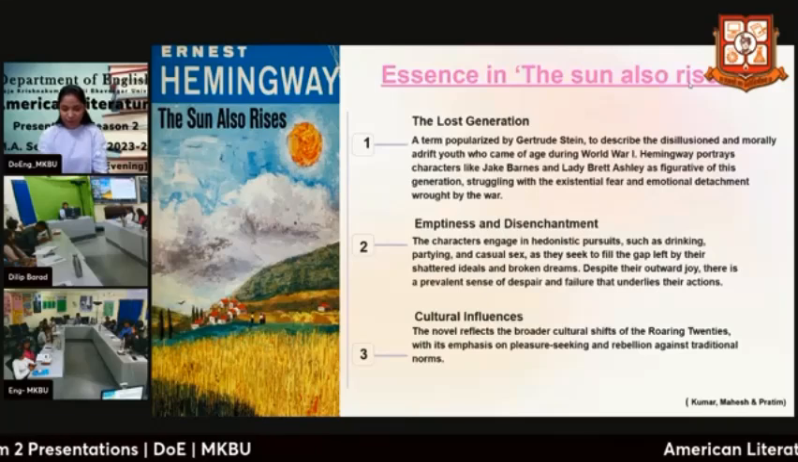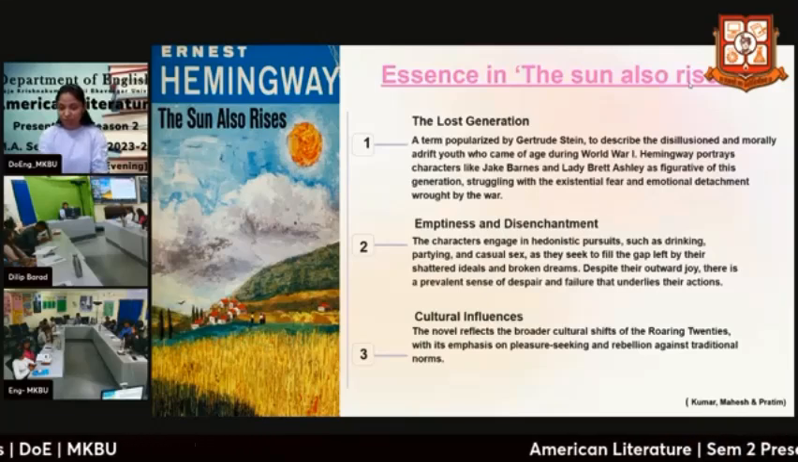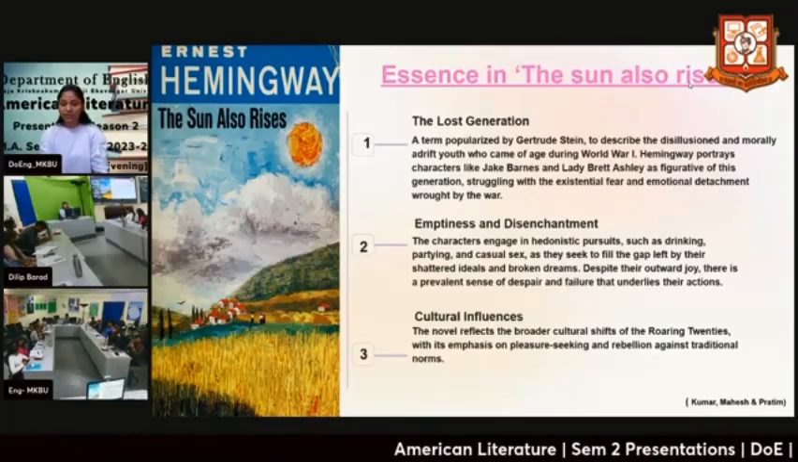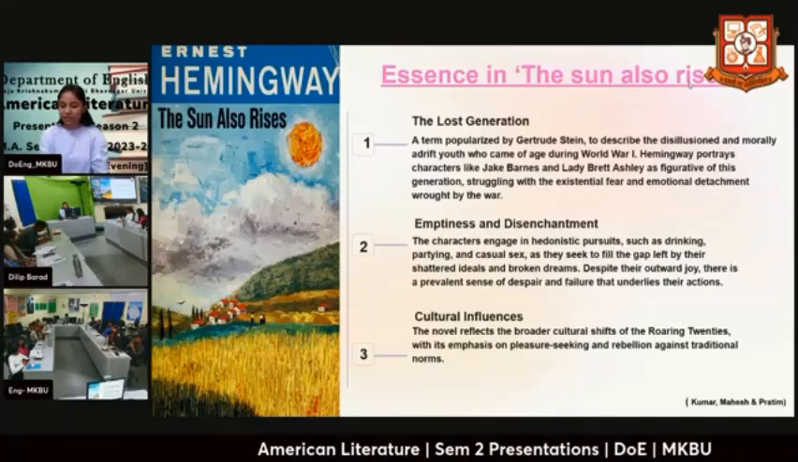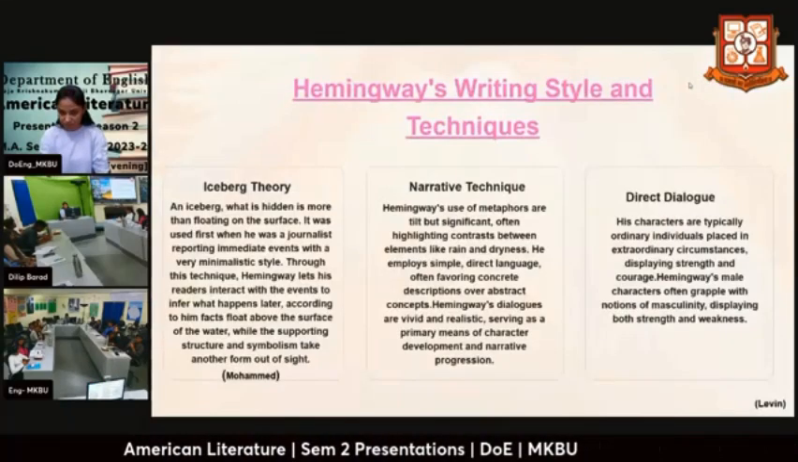Cultural influence. The novel reflects the broader cultural shift of the Roaring Twenties, with its emphasis on pleasure seeking and rebellion against traditional norms.